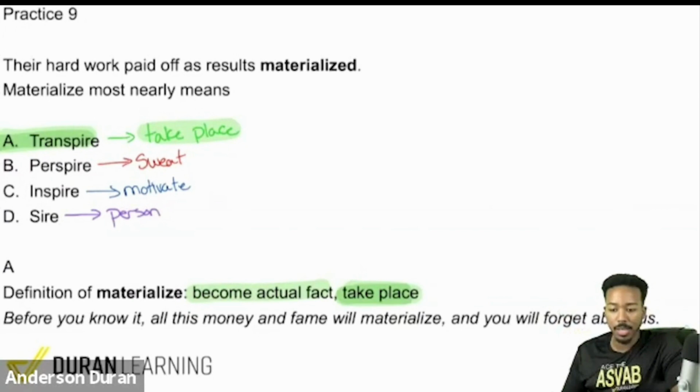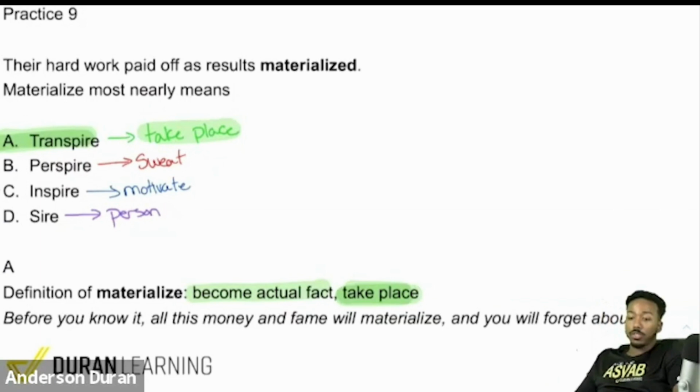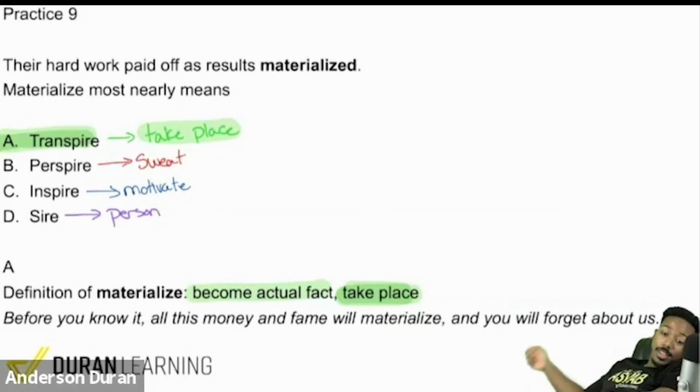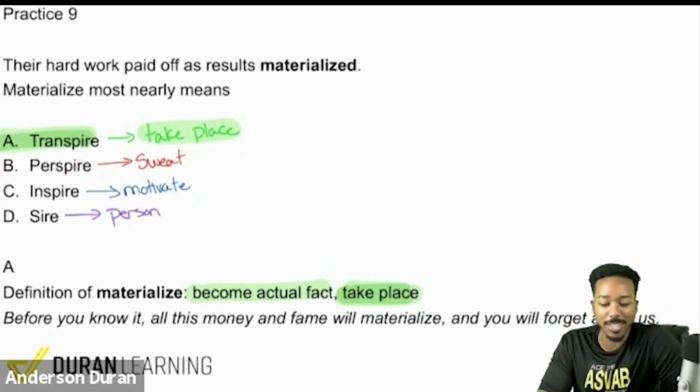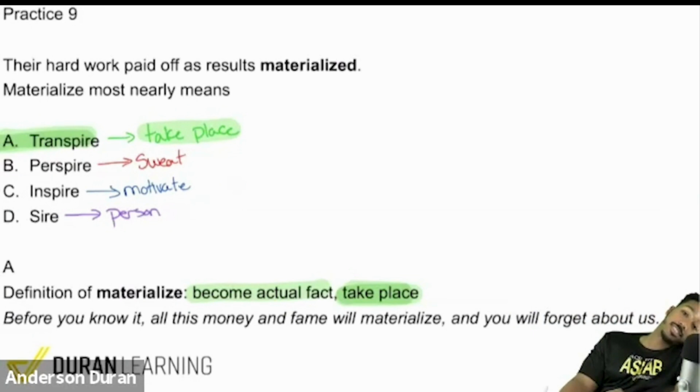And so as a sentence here, obviously my big old head's in the way, so I'm going to go ahead and move off to the side a little bit. All right, here we go. Before you know it, all this money and fame will materialize and you will forget about us. Cool. There it is. David, I'm going to kick you in the chest. That was good though. Before you know it, all this money and fame will materialize and you will forget about us. Is that good enough for you, David? Because I'm breaking my neck here.